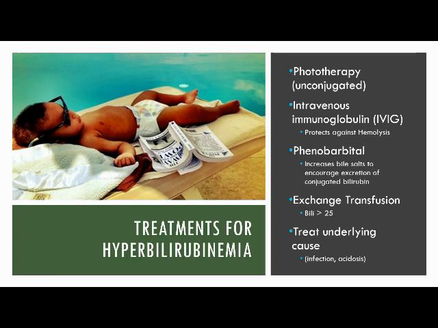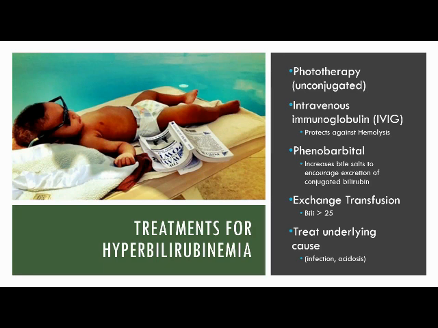We can give intravenous immunoglobulin, or IVIG, which protects against hemolysis. So if we've got a kid with maybe an ABO incompatibility or an Rh isoimmunization, where we know we have hemolysis because we've had some positive Coombs tests or positive antibody tests, we can give some doses of IVIG, kind of coat those red blood cells and protect the ones we have against the antibodies. And it's given intravenously.